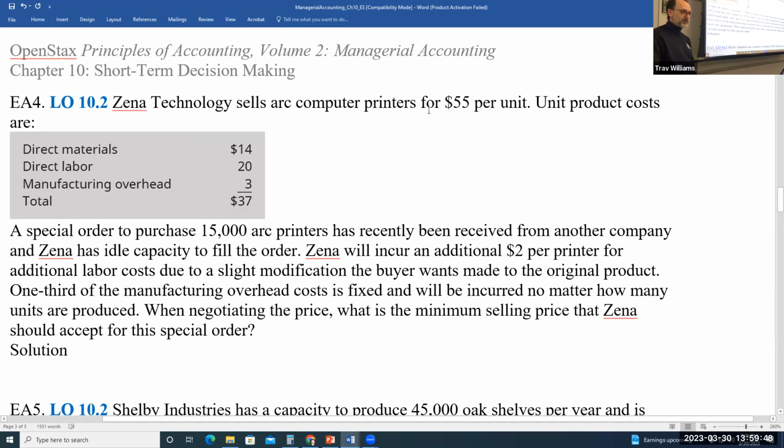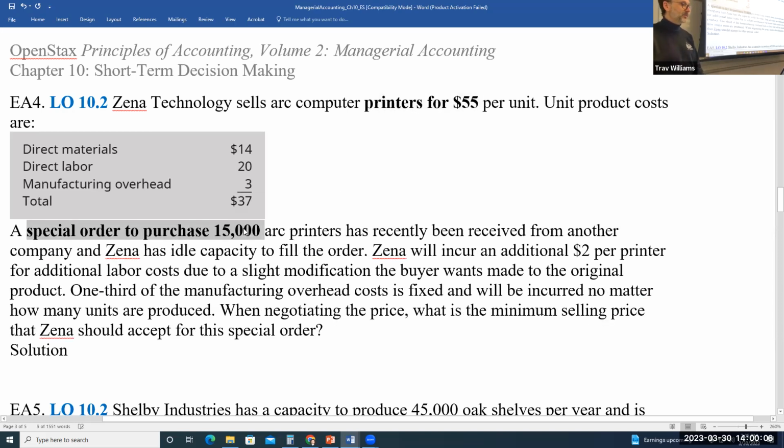Okay, this company sells printers for $55 per unit. Here are the costs. There's a special order to purchase 15,000 printers, okay? That means that customers come to them and said, we want 15,000 printers, but we want something different than your normal product or different from your normal price, right? That's what makes it a special order.